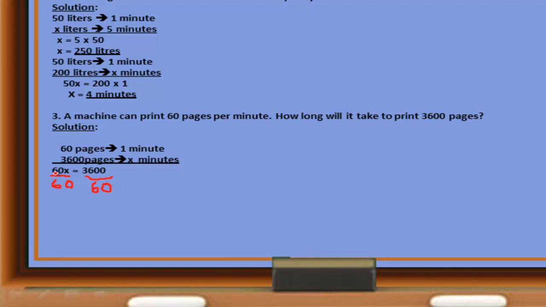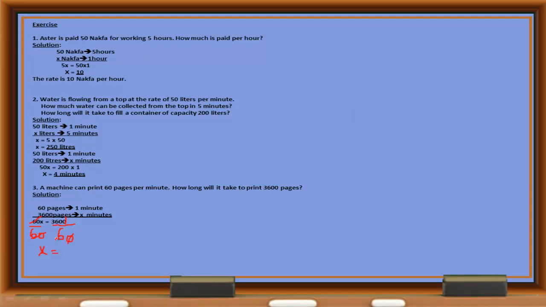Then 60 will be cancelled with this 60. This 0 will be cancelled with this 0. 36 divided by 6 is 6. 0 divided by 6 is 0. Therefore, x is 60. X is 60 minutes. For 3600 pages, the machine will take 60 minutes to print it.